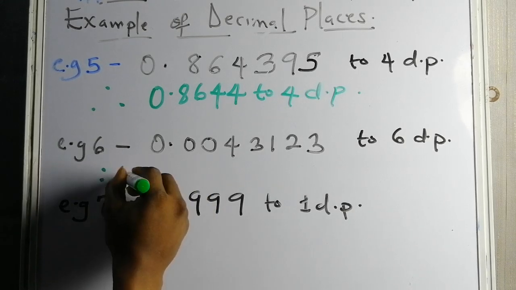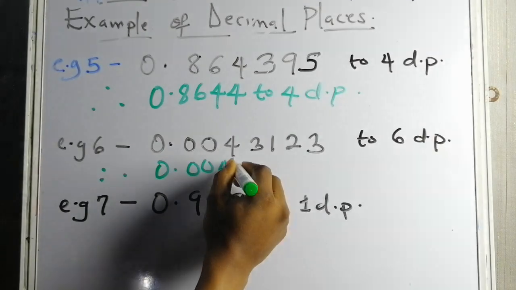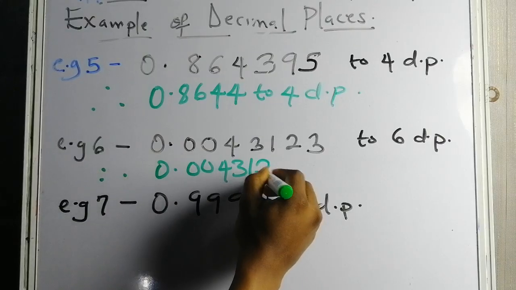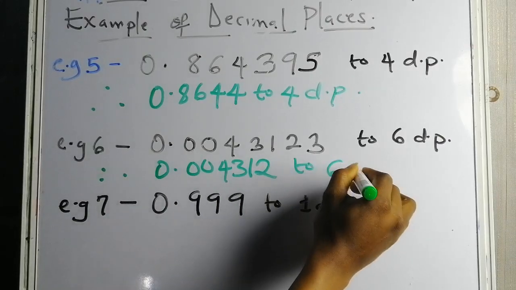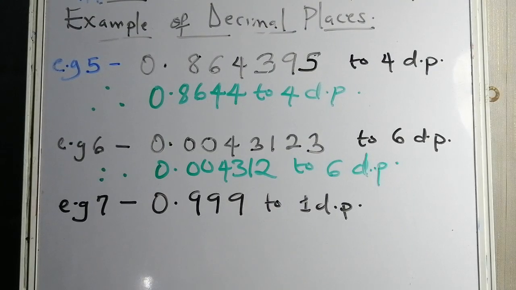It means, therefore, you have 0.004312 to 6 decimal places. That's the answer. Okay, so the answer is 0.004312 to 6 decimal places. It's as simple as that. Look at how simple this thing is.